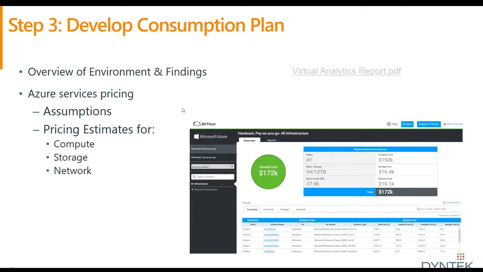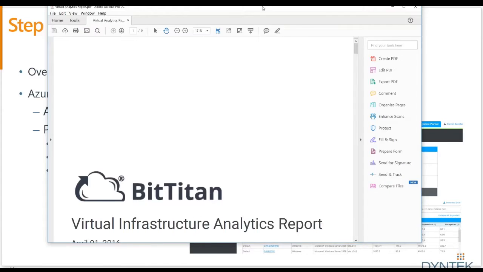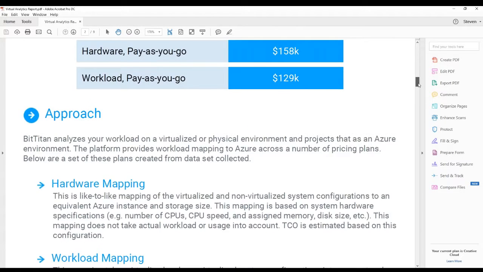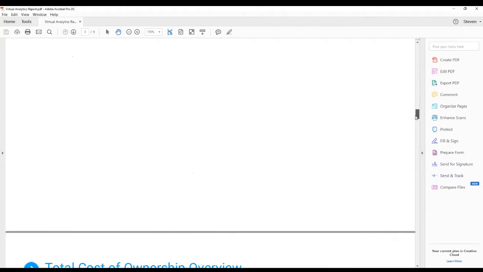Step 3 is to develop a consumption plan. Obviously, we take a look at all the data that has been created, and we take a look at all of the information that we've gathered through the workshops, through the question and answer time that we spend with the end user group, and all of the analysis that we've gathered from our tools. And we create a consumption plan and a virtual analytics report that really takes a look at all of the tools associated with how we go to market and what that looks like.